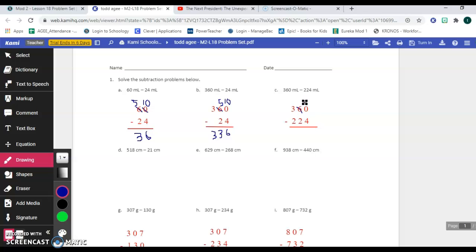So I'm going to come over here and I'm going to unwrap one of those 10s and turn it into 10 single units, 10 ones. 10 minus 4 is still 6. It's 6 over and over and over again. I've got 5 10s left because I unwrapped one of those 10s and turned it into 10 ones. 5 minus 2 is 3. And then 3 minus 2 is 1.